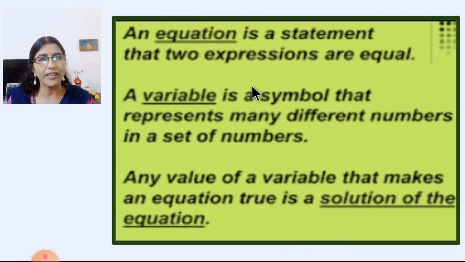Now we have learned what an equation is. An equation is a statement that two expressions are equal. A variable is a symbol that represents many different numbers in a set of numbers. Any value of a variable that makes an equation true is a solution of the equation. All these terms we have learned in the previous presentations.